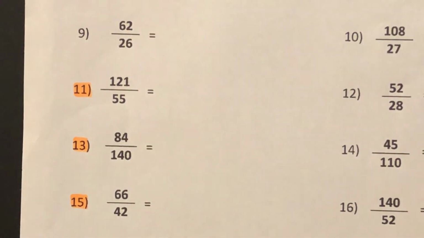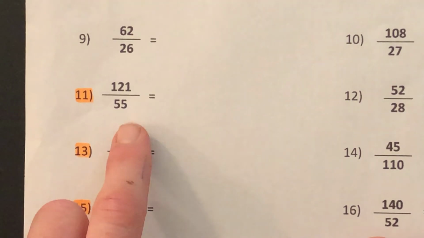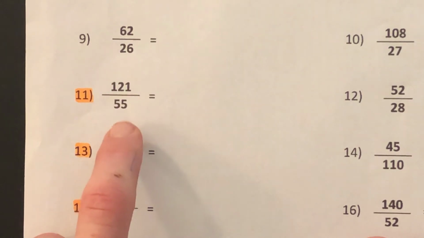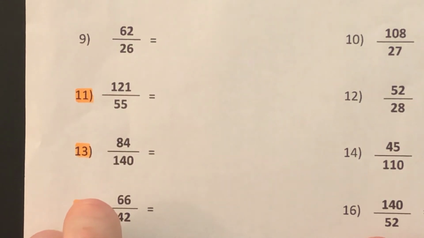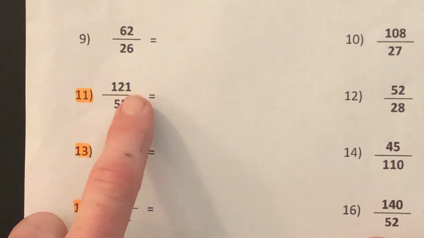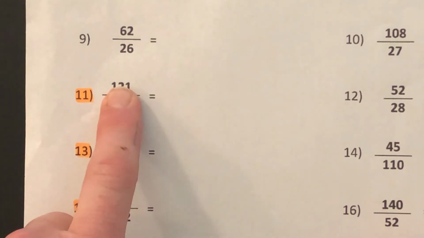121 divided by 55. Let's see. I'm going to check my divisibility rules. They're not divisible by 2. They don't end in 0, 2, 4, 6, or 8. If I add up the digits 2, 3, 4, well, that's not divisible by 3. So that's not 3. This one's divisible by 5, but not that one.